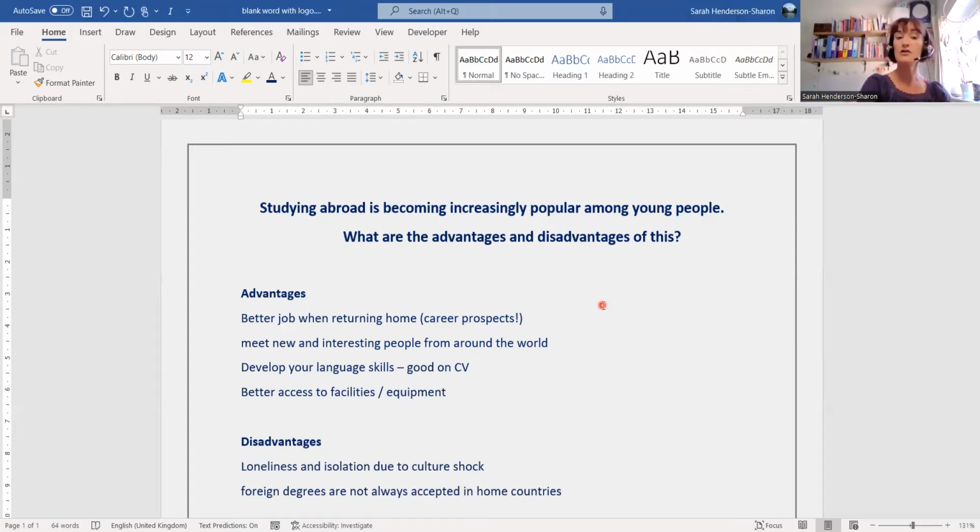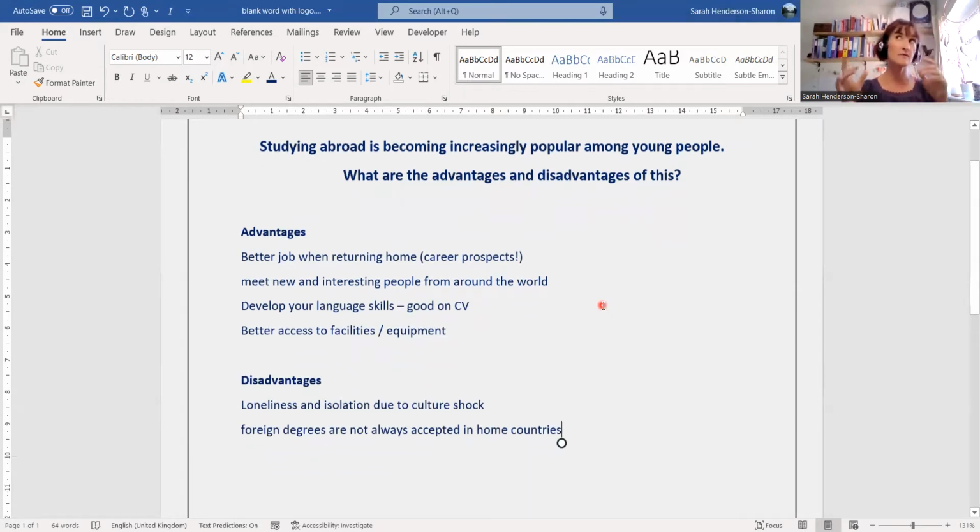Now, I actually knew someone who studied something, I think it was physiotherapy, here in the UK. They went back to their country and their qualification was not recognised. So sometimes foreign degrees don't count in the country that you come from. And of course, studying abroad can be extremely expensive, especially if you want to come to the United Kingdom. This is not a cheap country to study in.